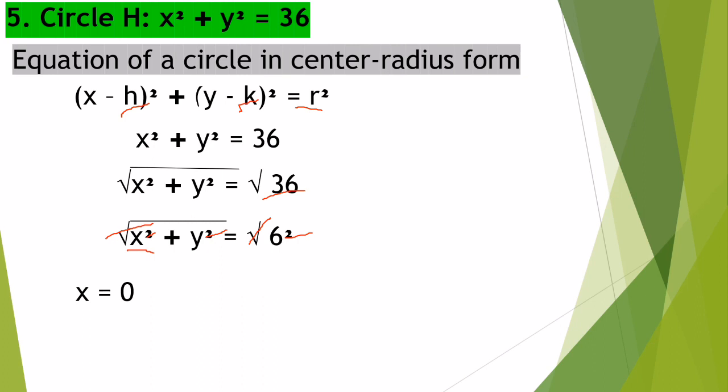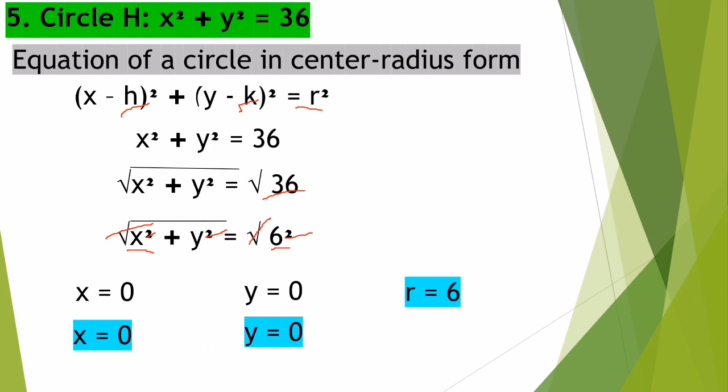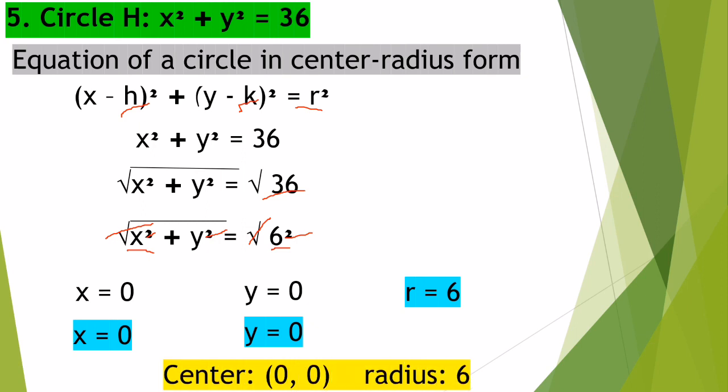But since x is equal to 0 already, then x is equal to 0. Same thing with y. Since equate natin si y to get the value, y is equal to 0. And our radius, which is 6, is the radicand on the constant part or on the right side. Therefore, the coordinate of the center is 0, 0, and the radius is 6.